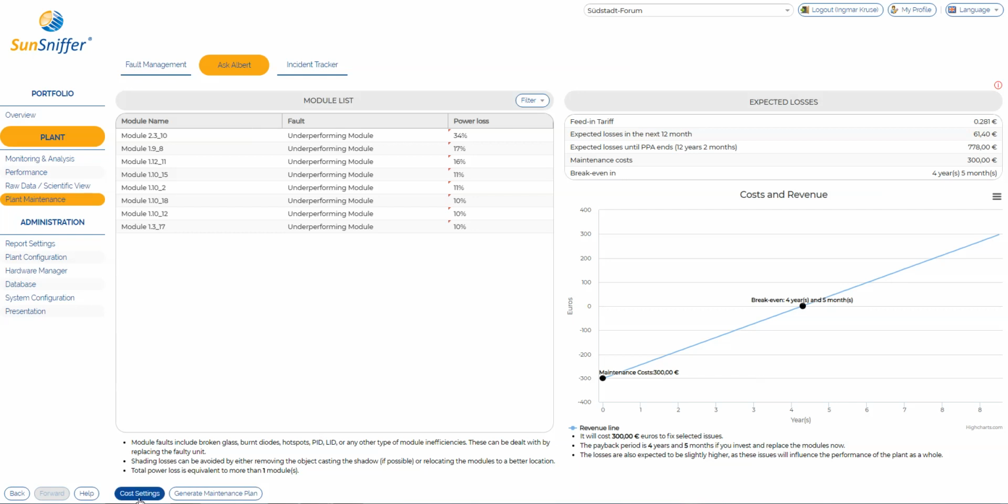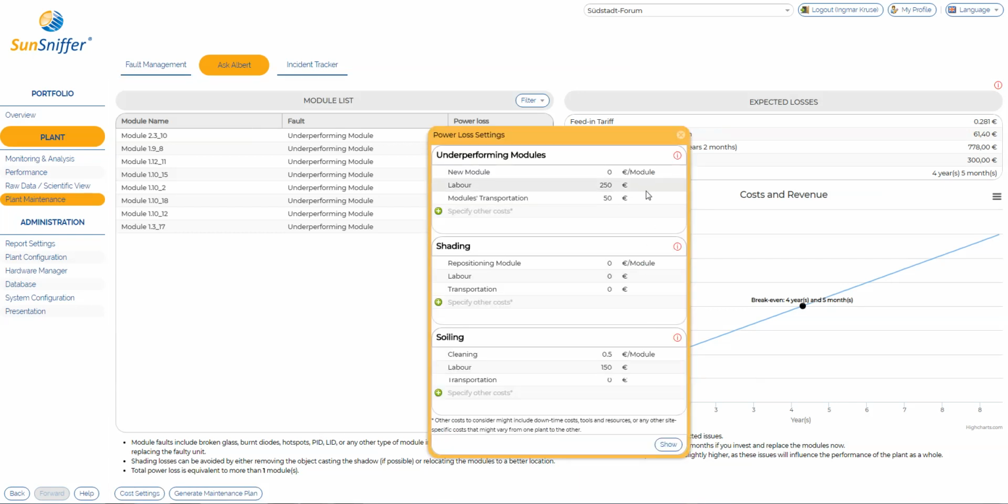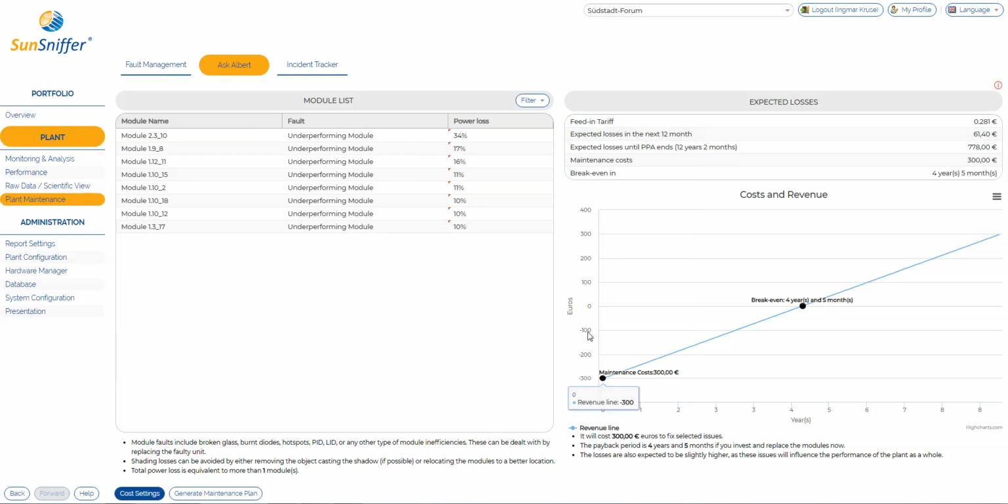And we have a cost setting underneath. You can put some cost settings here. For example, labor is put in at a total of 250, and transportation, for example, 50. If there would be new modules, you would put the new modules in here. So anyway, that is the setting. You can always add more pricing, either for the whole plant or for each module. So this has been set up.